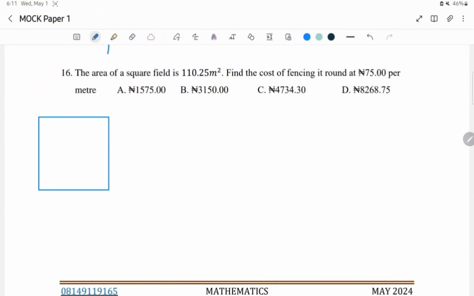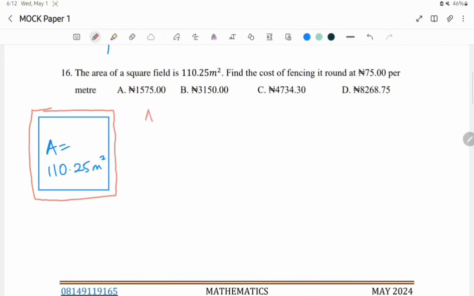So the area is given to be 110.25 square meters. Find the cost of fencing it round. That would mean the perimeter, the distance around this square field. So that's referring to the perimeter. But we are not given the perimeter. We are not even given the length of the square field.